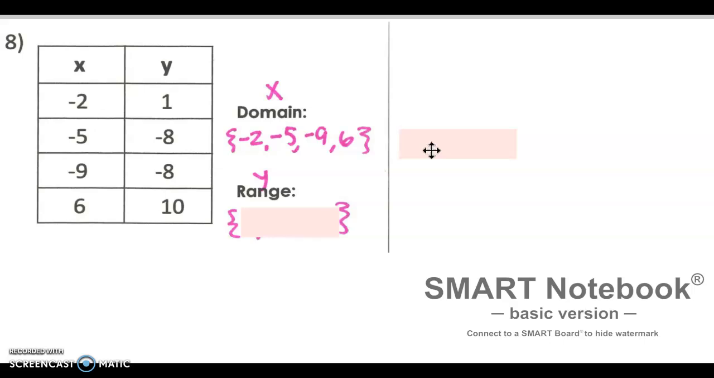For the range, remember range are all of your possible outputs or all of your y values. So we're going to go through and we're going to list all of the possible outputs, all of the y values from the table. So here we have -1, then our next output is -8, and then -8 shows up again, but you only put it once in your list. There's no need to put it twice. We already have it as a value for the range. And then our last output is 10. So even though we have 4 entries in this table, there are only 3 possible outputs. So there are only 3 numbers in our list for the range.